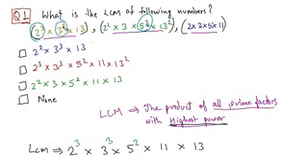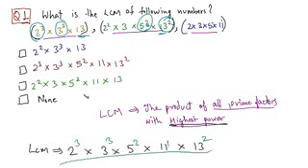The highest power of 11 is 1 because there's only one 11 here. So 11 raised to 1 multiplied by 13. So highest power of 13 amongst these two numbers is 13 square. So we have 13 raised to 2. So this is our answer. This is the LCM of these three numbers, and hence the right answer is option B.